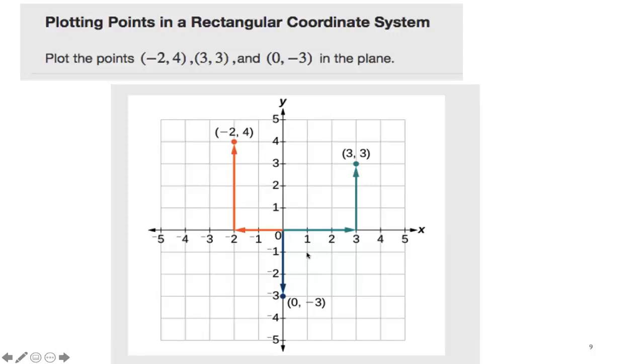Here's some more examples. -2, 4. -2 is the negative x distance, so you go left. 4 is positive, so you go up. So that's -2, 4. And then 3, 3. 3 is positive, go right 3, go up 3. And then finally 0, -3. 0 is x, so that means we're at the origin. And then y is -3, so go down 3. So here's 0, -3.